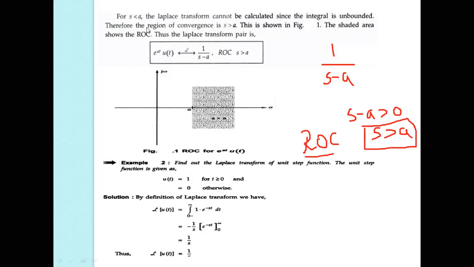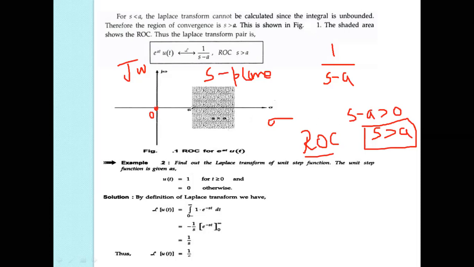Follow me, my dear students. Therefore, the region of convergence is s greater than a. Greater than a means it exists. Simply we can say for s greater than a, the region of convergence exists. The shaded area shows the ROC. This is the S plane, with the real axis sigma and the imaginary axis j omega. It has four quadrants, and zero is the origin. I'm taking s equal to a.